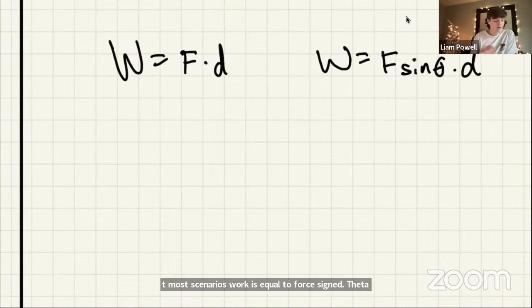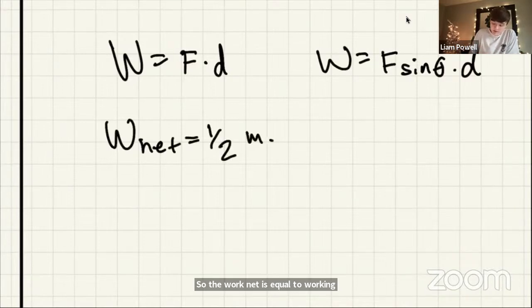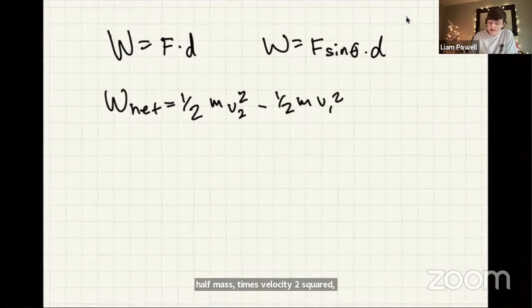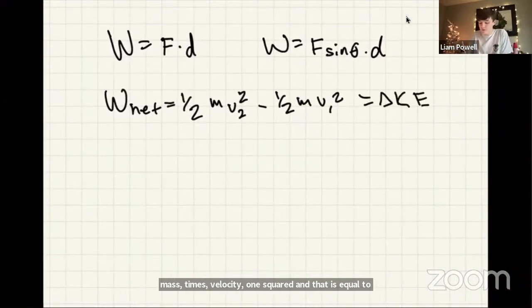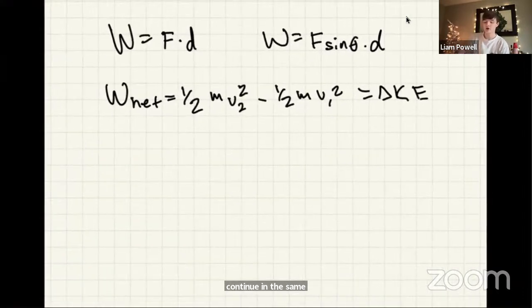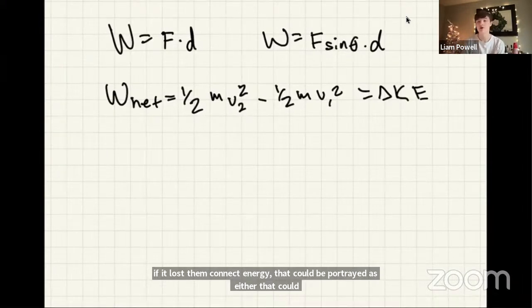So the net work is equal to 1/2 mass times velocity 2 squared minus 1/2 mass times velocity 1 squared. And that is equal to the change in kinetic energy. If the system does not lose any kinetic energy, that means it will continue at the same velocity. But if it lost some kinetic energy, that could be portrayed as potential energy or thermal, sound energy and stuff like that.